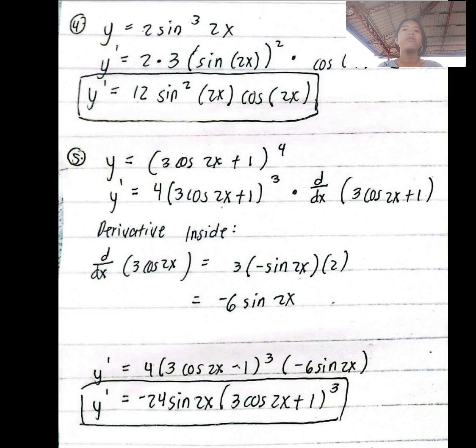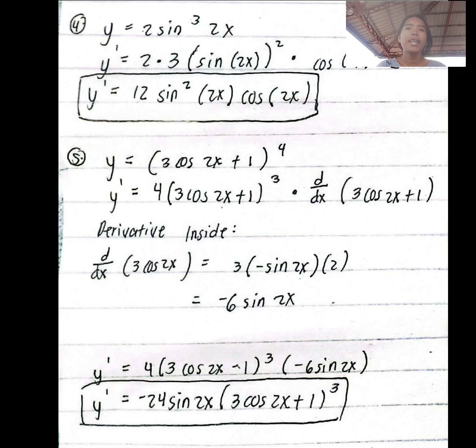So the derivative of sine 2x is cos 2x times 2. By multiplying everything, we will obtain y' = 2 times 3 times sine squared 2x times cos 2x times 2. Now simplify it. 2 times 3 times 2 is equal to 12. So the final derivative becomes y' = 12 sine squared 2x cos 2x.